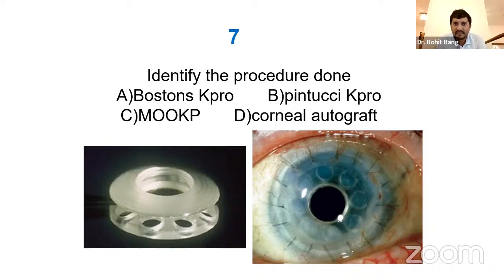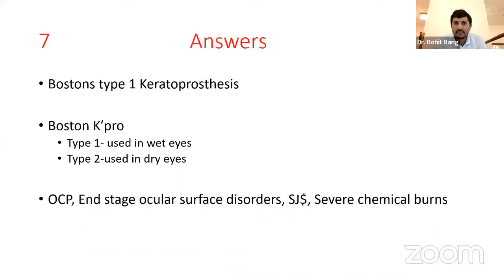So last 5 seconds. So it's a simpler thing. It's a Boston K-Pro. So Boston K-Pro is again of two types, type 1 and type 2. Type 1 is in wet eyes, and this is the type 1 Boston K-Pro. Type 2 is in dry eyes, where we actually bring out the keratoprosthesis through the lids.